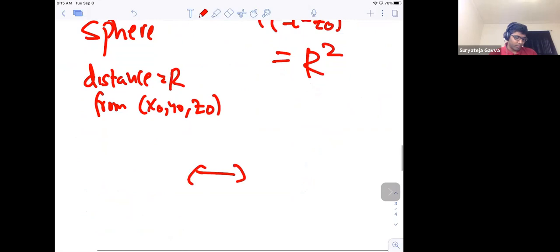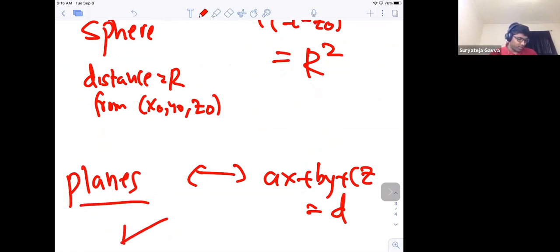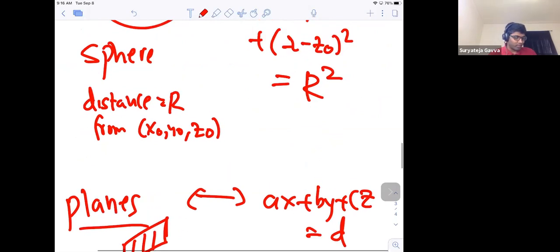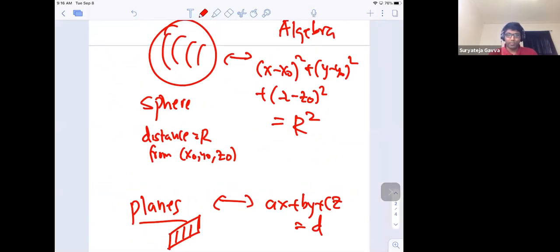If you write a plane, you get an equation like this. You might have seen something like this if you draw planes. Any plane will look like a linear equation. We'll discuss this later, but I'm just telling you, for every geometric picture, there is a corresponding algebraic idea. That's the very point of the course, so please consciously try to map these two things.